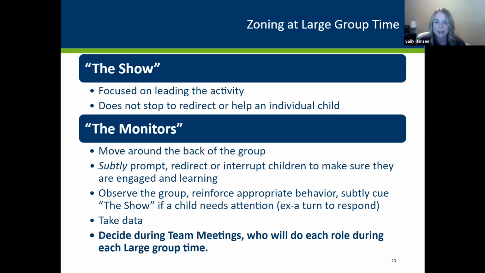And one of the things that is really important is that this is a team discussion. So during our conversation as a team, creating our zoning plan, we decide who will be the show, who will be the monitors, and even within the monitors, if there's 2 additional staff members, will one of them have half of this circle and the other will have the other half? Will one of them be moving around behind the circle while the other is setting up the next activity? And all of those options make sense and are appropriate. You're going to do what is right for your classroom and your needs.